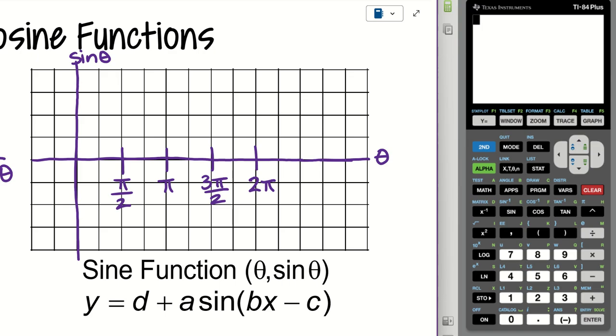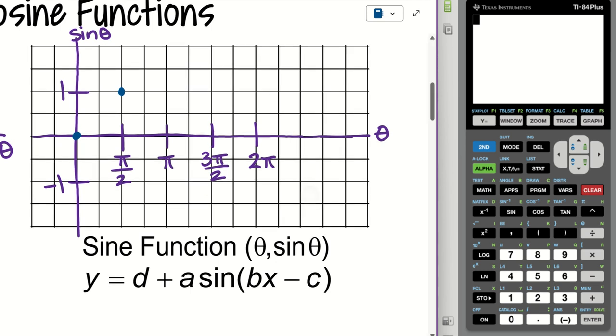Again, the highest sine value is 1, and the lowest sine value is -1. Remember, sine and cosine were technically the same function. It was just shifted over. The sine function started at 0, 0. The sine of 0 was 0, and then at pi over 2, it was equal to 1. At pi, sine was equal to 0. At 3 pi over 2, sine is equal to negative 1. And then at 2 pi, it was back to 0.